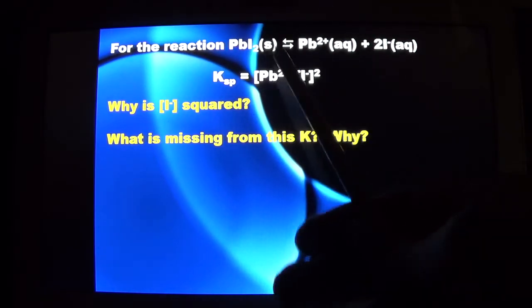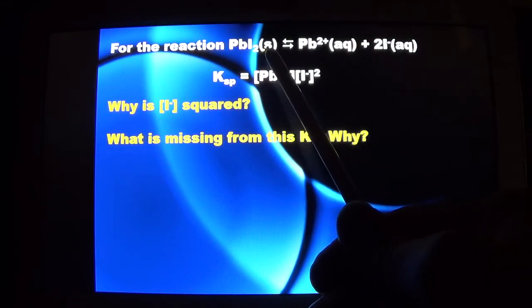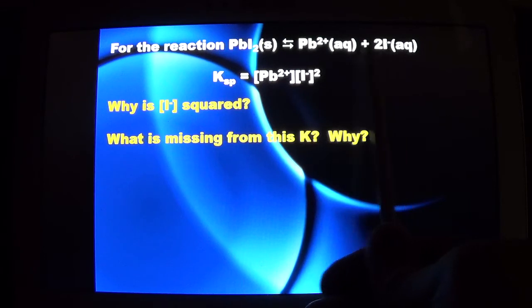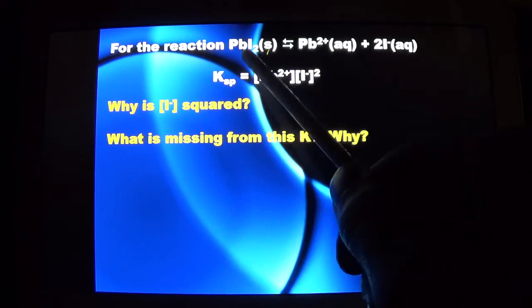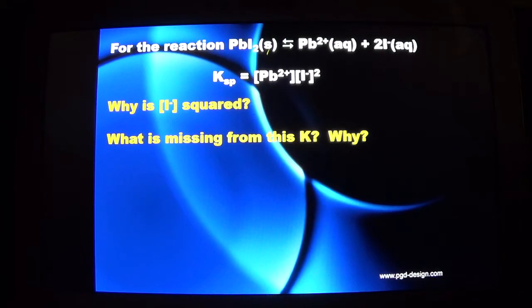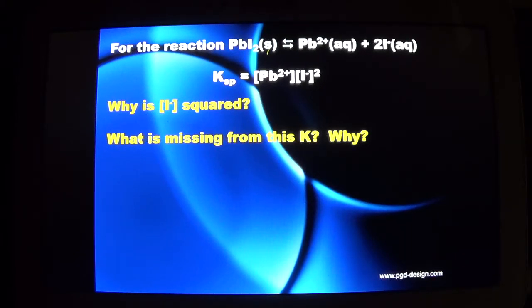So here is my reaction for lead(II) iodide dissolving in water. I have taken out the water because there's water on this side and water on that side. It really cancels out of the equation. If you want to leave the water in, that's fine, but it complicates things when you don't need it on both sides. It cancels. I'm not adding more water, so the amount of water doesn't change.